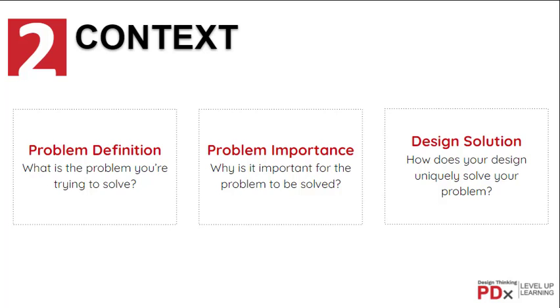The next 2 minutes are probably the most important, and they are providing context for what your problem is. So the first step is problem definition. Remember back in phase 2 of the design thinking process where you defined your problem? This is where that will apply. Tell them what problem you're trying to solve. The next part of it is to describe why it's important. And lastly, why your design solution is a unique solution to the problem.